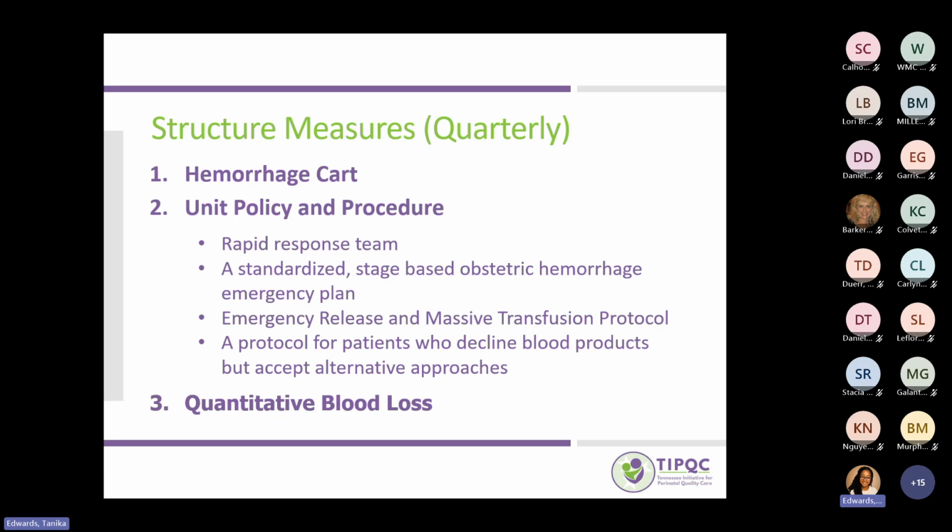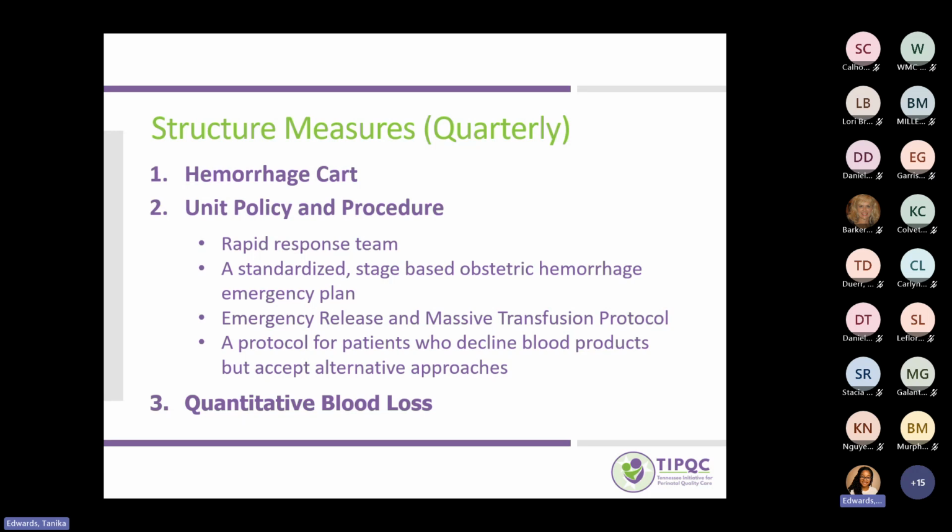Then looking at those unit policies and procedures. So looking at that rapid response team. Do you have a standardized stage-based approach? Do you have that emergency release and massive transfusion protocol? And then do you have a protocol in place for patients who decline blood products? And so this is pulling all of these policies and looking over them. Have they been updated in the last 2 years? Do you have a department that you would like to add into this policy and procedure now? Have there been updates to your paging system that need to be reflected here?